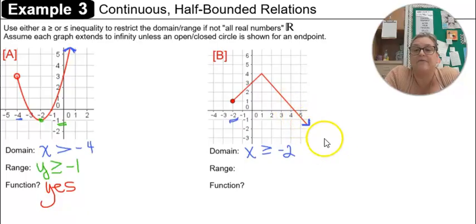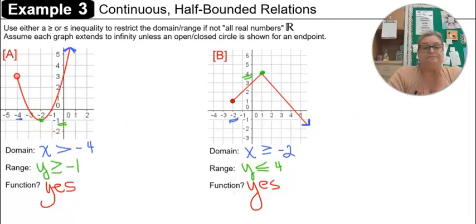This end of the graph on the right is going down forever. So these y values go down to negative infinity. They go up to a highest value, though, at the vertex of this V-shaped graph, and that y value is here at 4. So y's can be anything up to and including positive 4. So the y's are less than or equal to positive 4. Okay, and this V-shaped graph passes the vertical line test, so yes, it is a function.